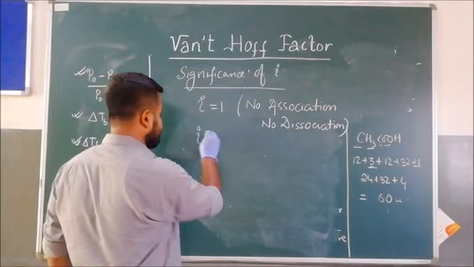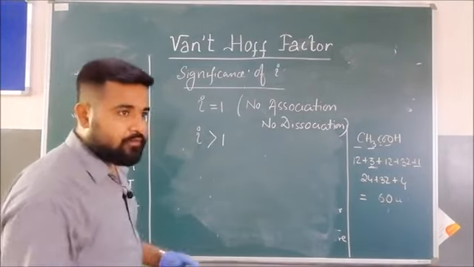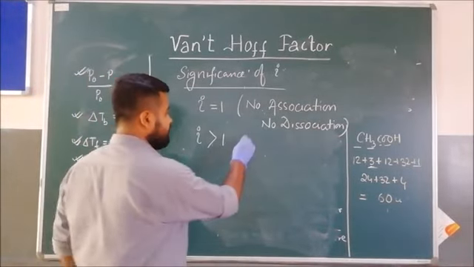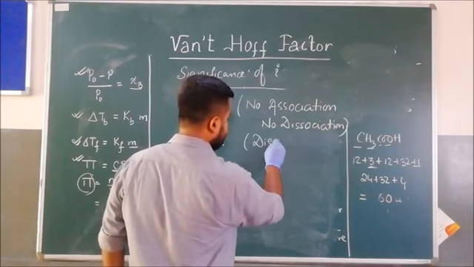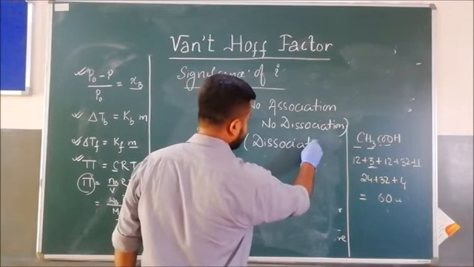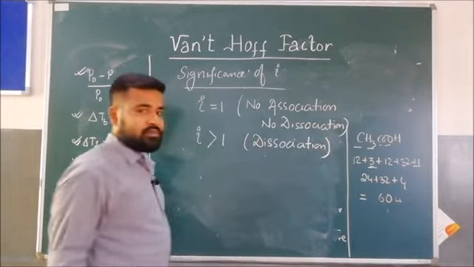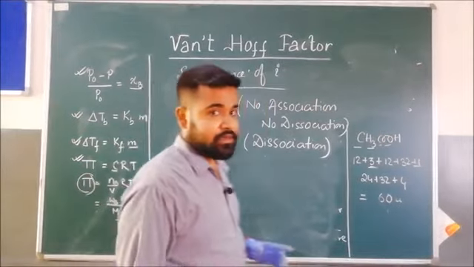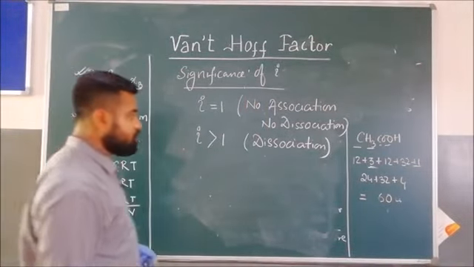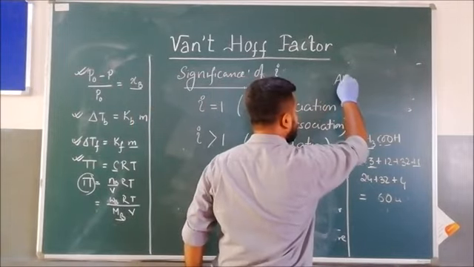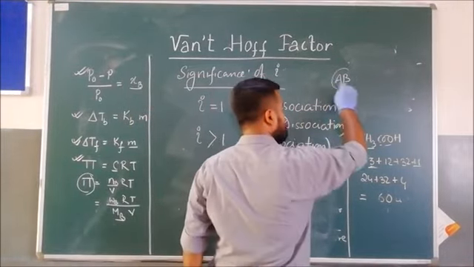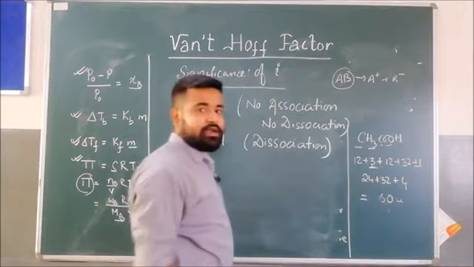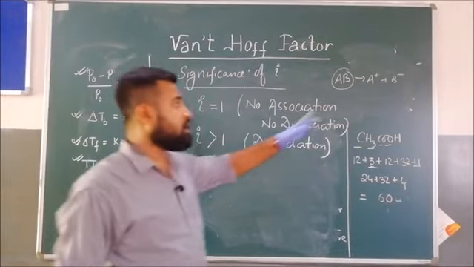If the i value is greater than 1, then there will be dissociation. Clear? Why will there be dissociation? When dissociation takes place, the number of particles will increase, because suppose there is AB, this is one molecule. From one molecule we get 2 ions, meaning 2 particles. So when there is dissociation, the number of particles will increase.